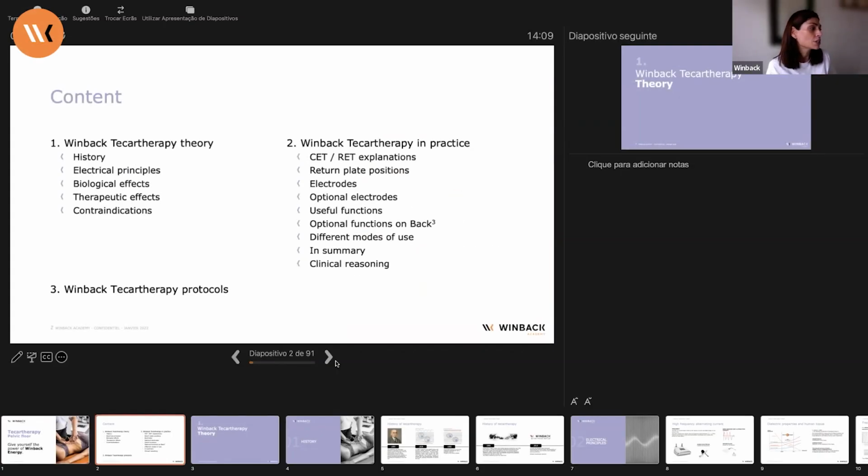So we'll start the presentation about the theory, the historical part of the electrical principles, the biological effect, the therapeutic effects, and the contraindications. Then we go to the practice part where we explain the electrodes, the set, the capacitive one, the resistive one, the return plate positions, and the different types of return plates that we have, the different types of electrodes, the optional electrodes, the useful functions of the equipment, the optional functions of the Back 3, the different modes of use, and we'll do a little summary and the clinical reasoning.